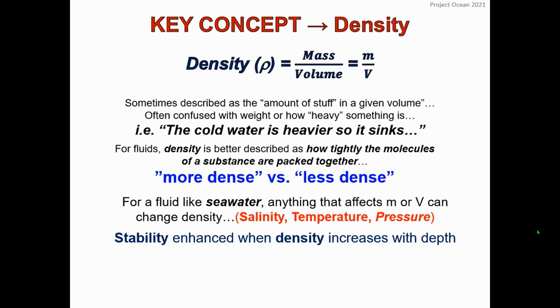Now, I'll get right to the punchline. When we're talking about seawater, the things that affect density are salinity, temperature, and pressure. And that's what we're going to spend the majority of our time talking about here in this remote lesson. Why? Well, what we'll see is stability is enhanced when density increases with depth. We're going to see stability is going to be a function of stratification. I'll define that in a little bit.